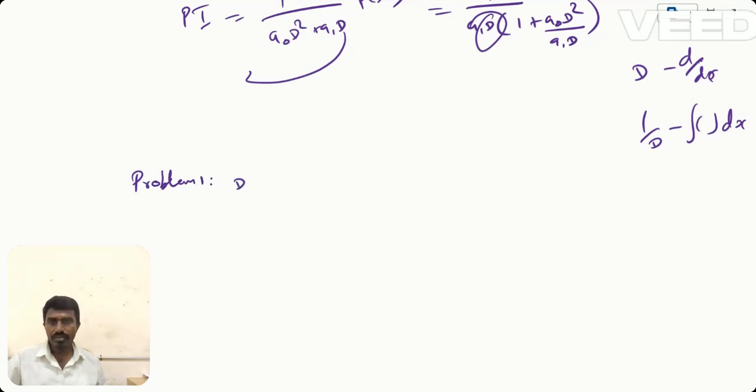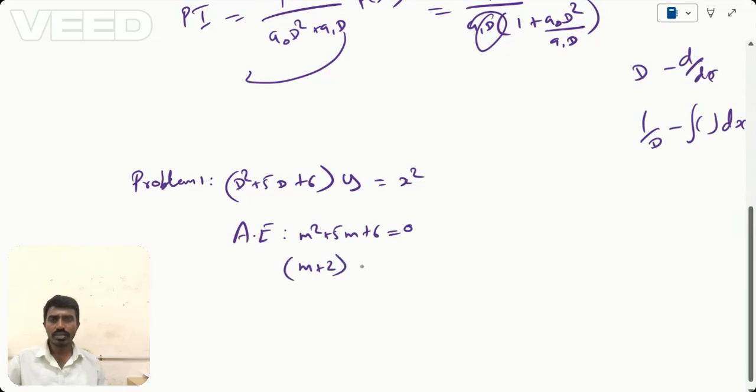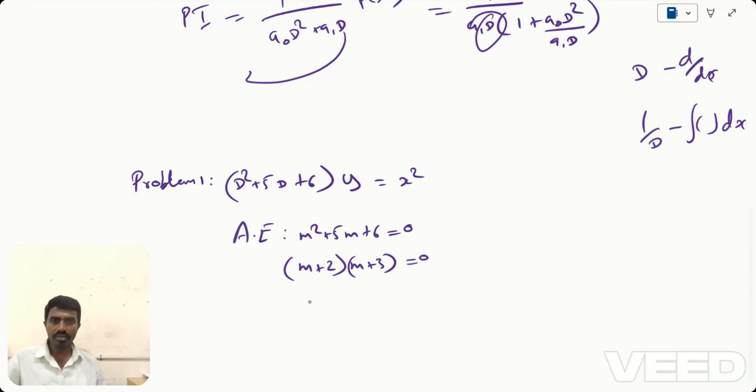(D square plus 5D plus 6) of y equal to x square. Now first find the CF. For that, first write the auxiliary equation. So the auxiliary equation is m square plus 5m plus 6 equal to 0. So this is nothing but (m plus 2) into (m plus 3) equal to 0. Factorize it. Then m is nothing but minus 2, minus 3.